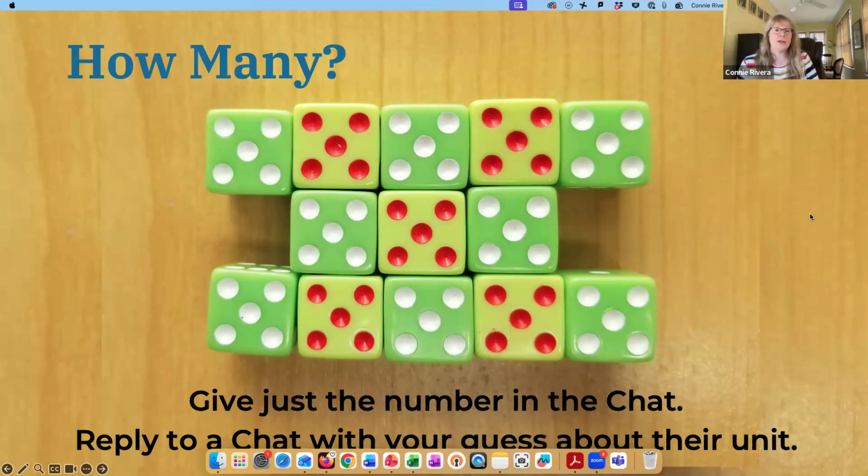So we're doing a unit chat. The question is simply how many, and you decide how many what's by looking at the image and putting a number in the chat. And then go ahead and scroll back to other people's replies and say where you think that they got their number. What was it that they were seeing that gave their number?